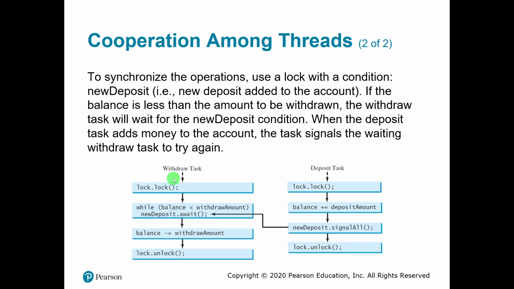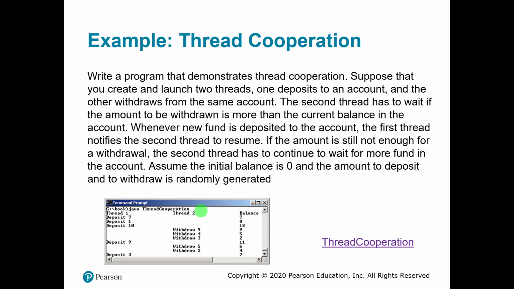So that's the way they're going to communicate with each other. We're going to create the locks manually, and we're going to use the await methods along with the conditions so that they can talk to each other. So we're going to go see an example of that right now.